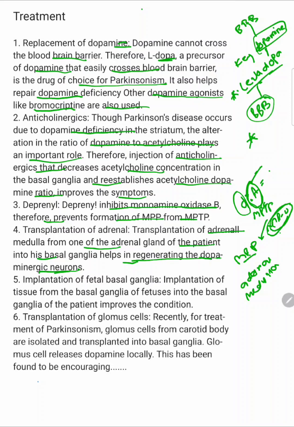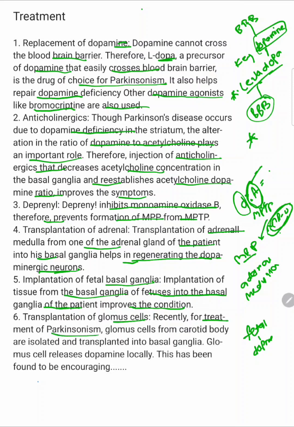Next, implantation of fetal basal ganglia. Implantation of tissue from the basal ganglia of fetuses into the basal ganglia of the patient improves the condition. See, the fetal stage is very active and dopaminergic neurons are very active in producing dopamine. So, if we take this dopaminergic basal ganglia from fetuses and implant it into a patient with this disease, there will be improved conditions.